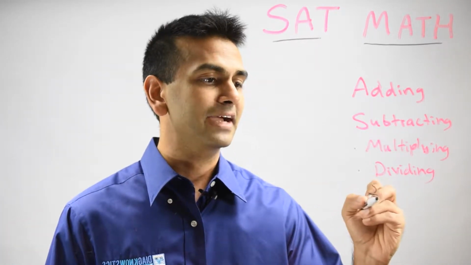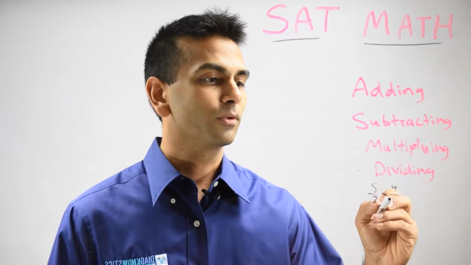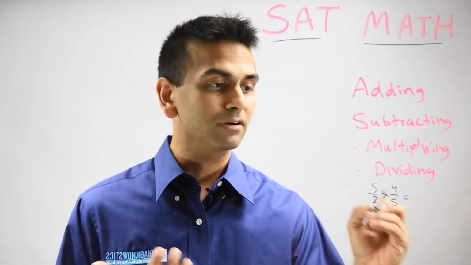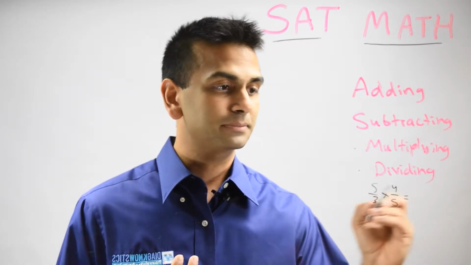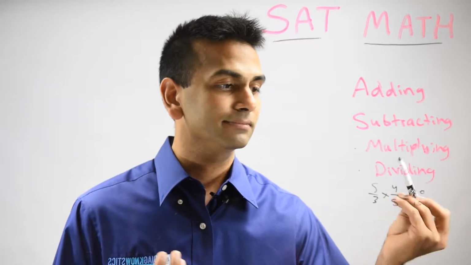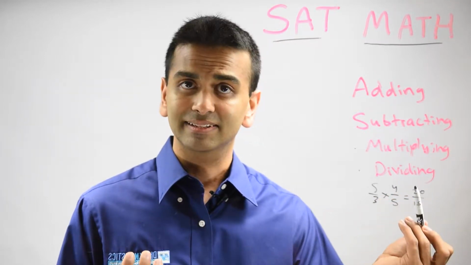So like if you have 5/3 times 4/5 or something like that, you don't actually even have to worry about the common denominators here. You just multiply the tops. 5 times 4 is 20. 3 times 5 is 15. You could reduce it if you want, but that's how you do it.